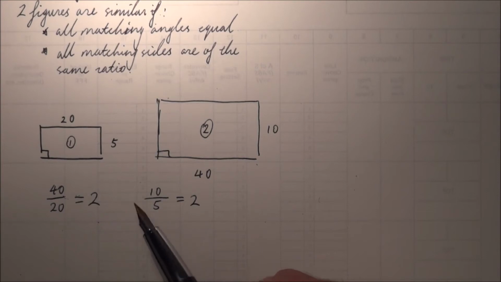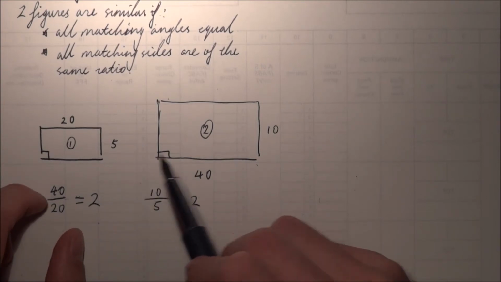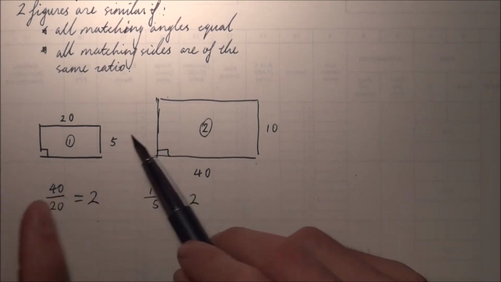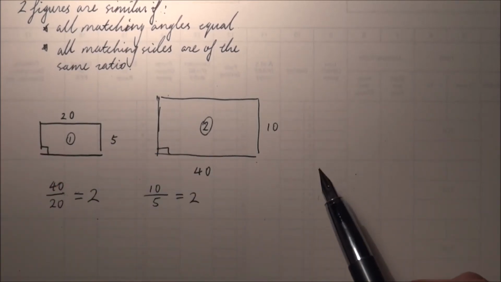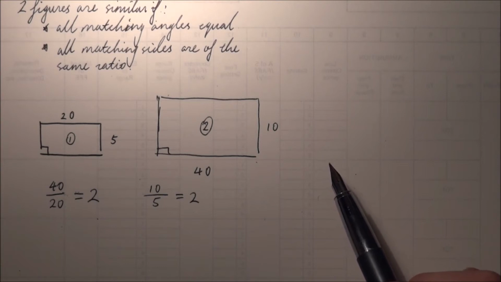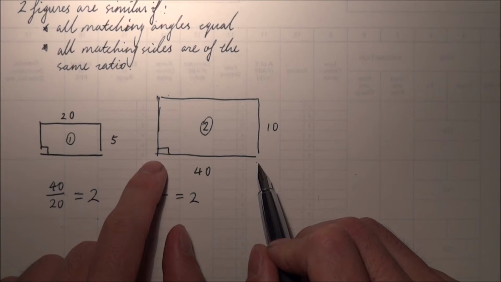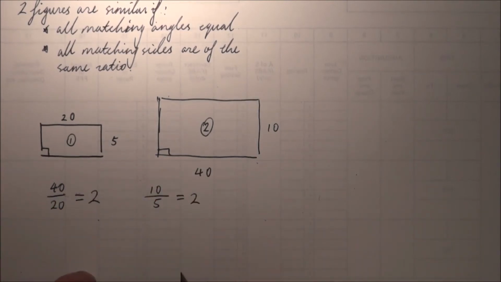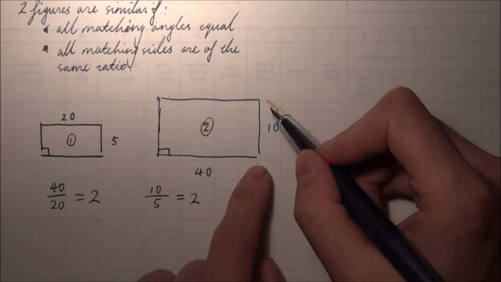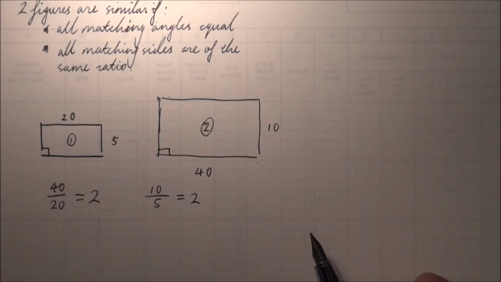Well, let us continue on with this example. Yes, the long side matches with the long side, short side matches with the short side. So we can try to find the ratio between the two rectangles. Here, the ratio between the long side, 40 divided by 20, is 2. The ratio between the short side, 10 divided by 5, is also 2. So this means they are similar because the ratio of matching sides are equal.